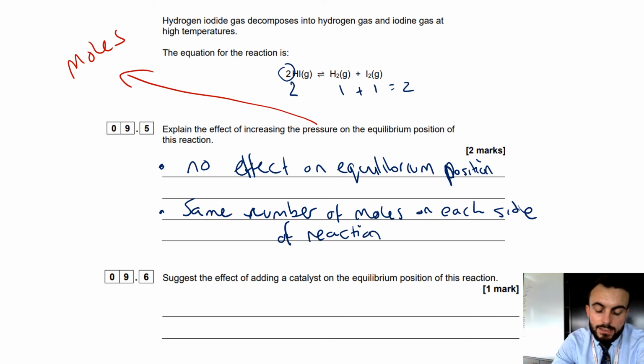Suggest the effect of adding a catalyst on the equilibrium position of this reaction. It has no effect on equilibrium whatsoever because it's all about increasing the rate of reaction. It's nothing to do with equilibrium, so it has no effect.